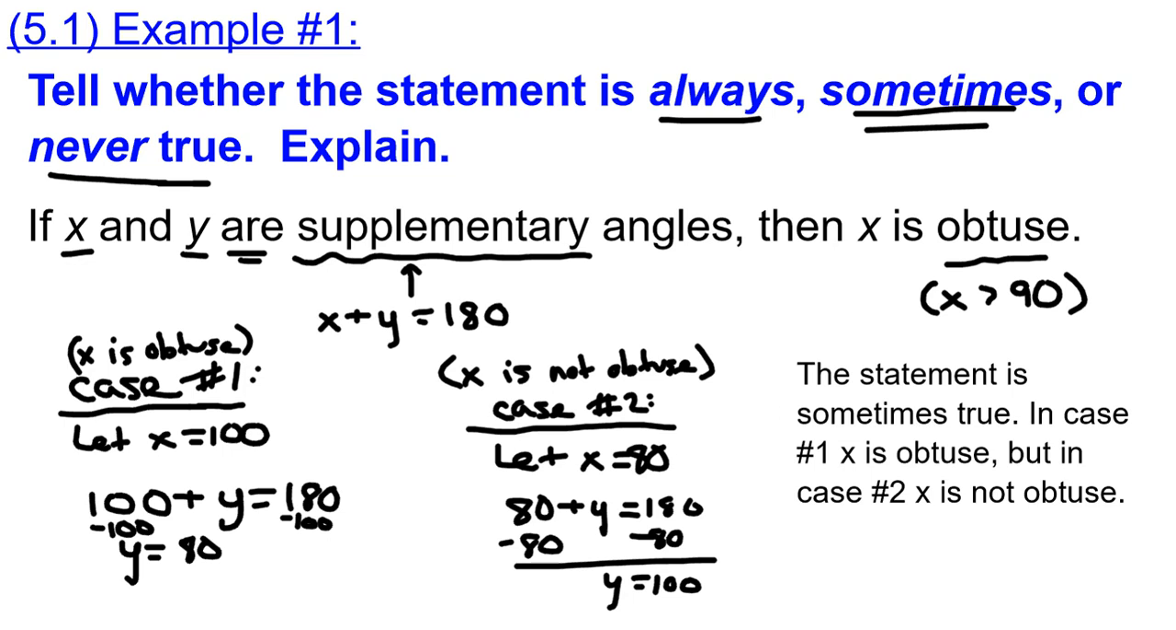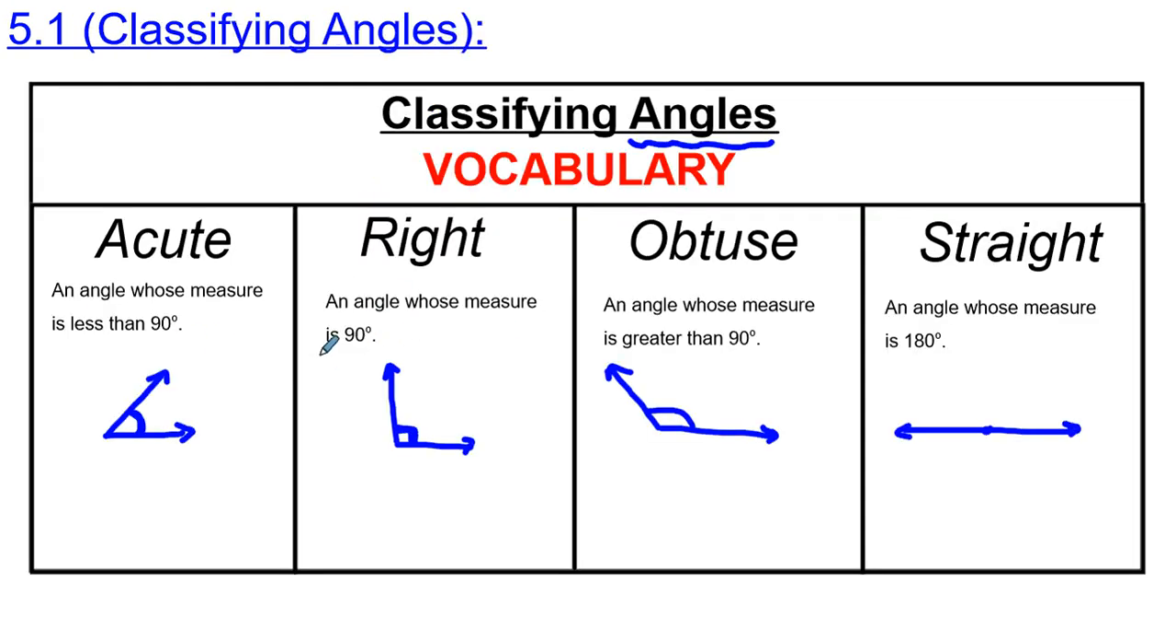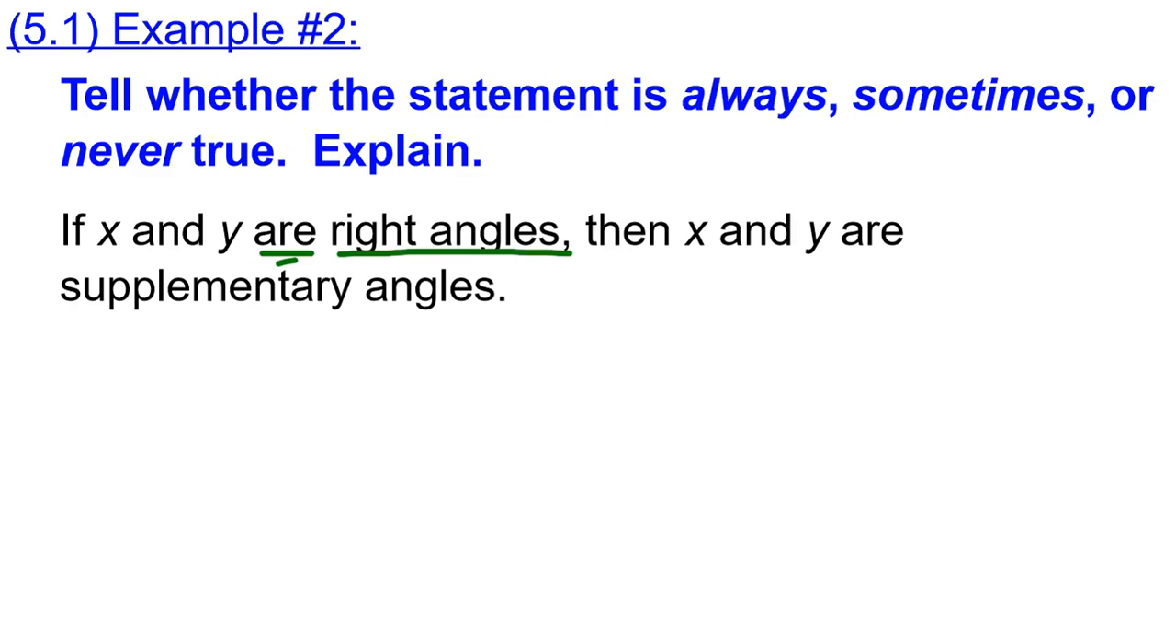All right, let's try one more of these. This says, tell whether the statement is always, sometimes, or never true if x and y are right angles. Again, if we go back in our notes, a right angle is an angle whose measure is 90 degrees. So if both x and y are right angles, this tells me that x and y are each 90 degrees. That's their angle measure. And x and y are supplementary.